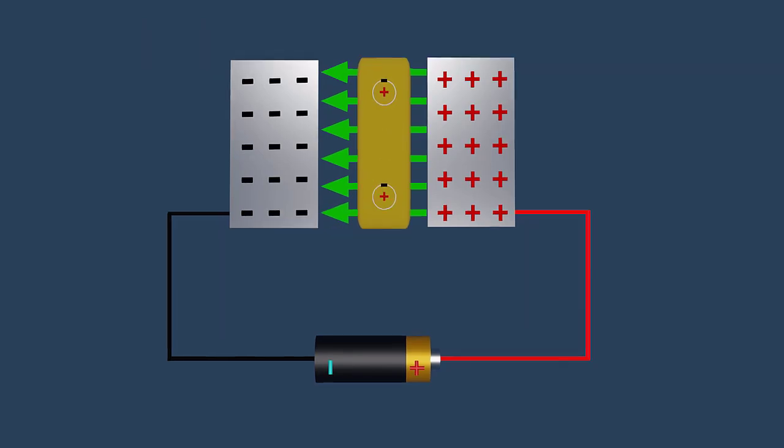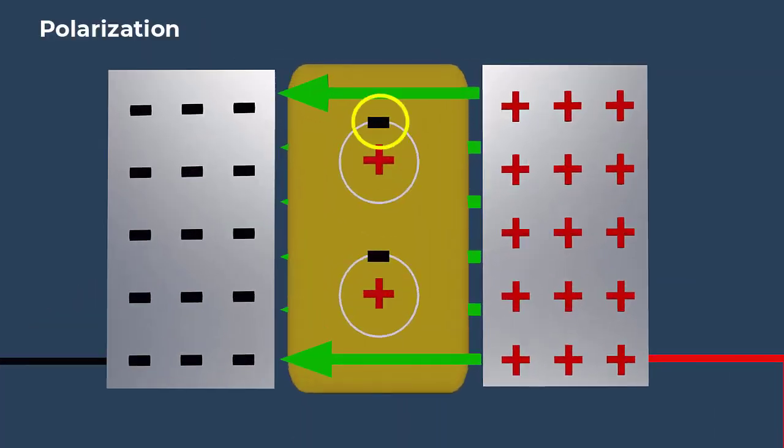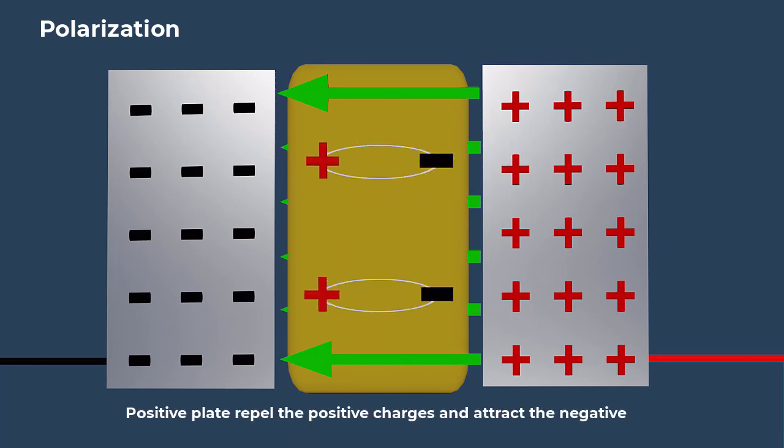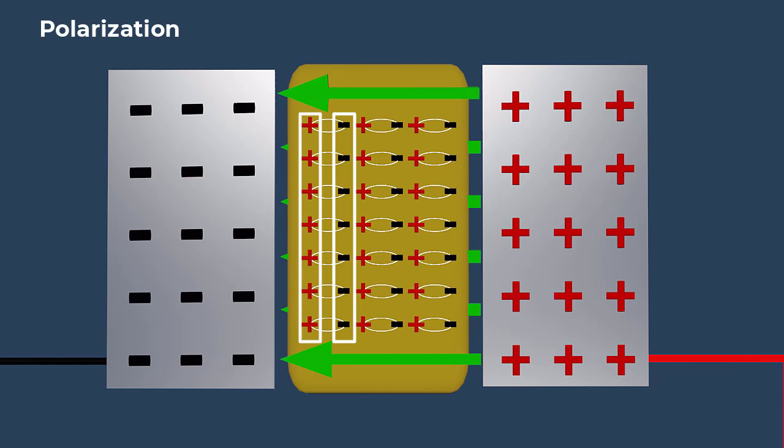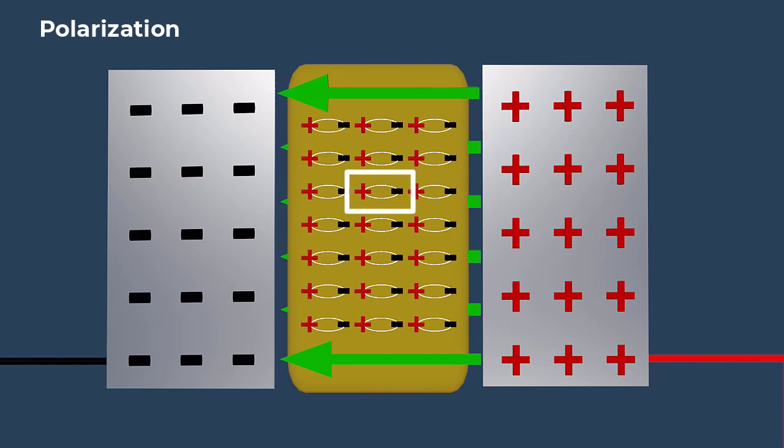between the plates. Positive and negative charges within the atoms of the dielectric material separate, due to the influence of the external electric field between the plates. This separation of charges is called polarization. A pair of opposite charges separated by some distance is called a dipole.